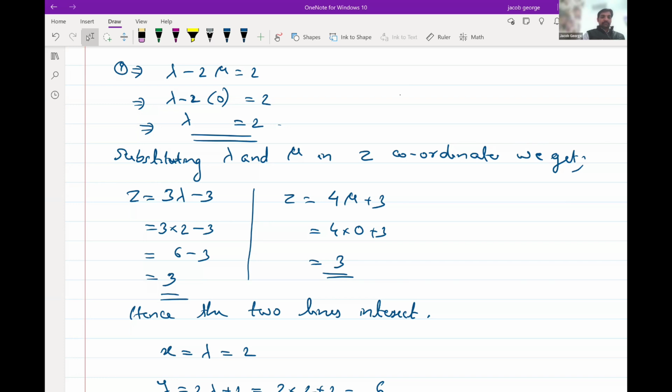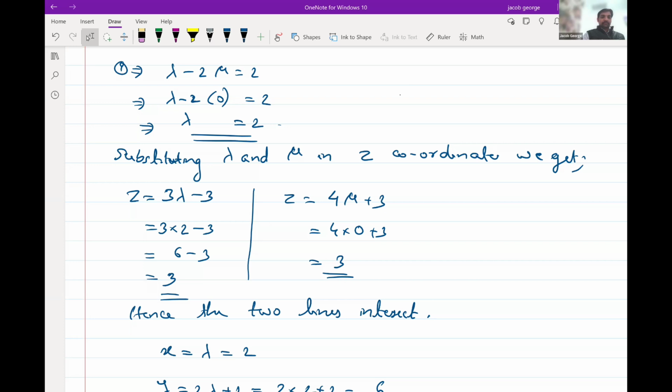This type is also very important. Okay, the importance level is like this. First, most important is shortest distance, then this one, the point of intersection. After that, foot of perpendicular and image. That way we have specific 5 markers in 3D geometry.